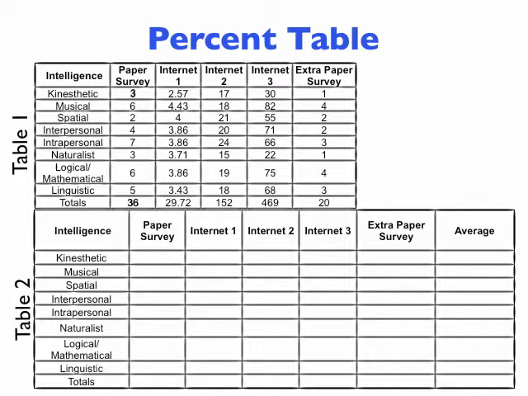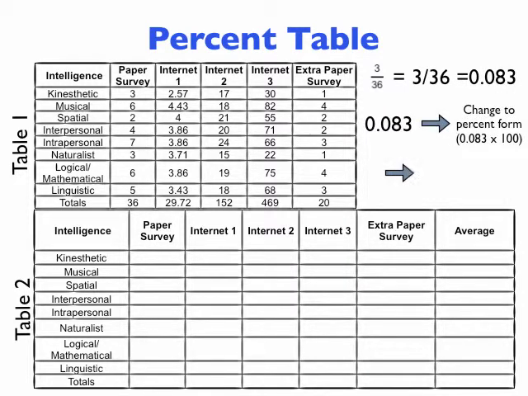In Table 2, we will convert raw numbers in Table 1 into percentages. We calculate percents by dividing each individual intelligence by the totals. For example, to get the percentage for kinesthetics in the paper survey, we divide 3 by 36. Therefore, we get an answer of 0.083, but we're not done yet. We still have to convert this into percentage form. Multiply 0.083 by 100. We do this because percent means out of 100. So the real answer for kinesthetics in Survey 1 is 8.3%.